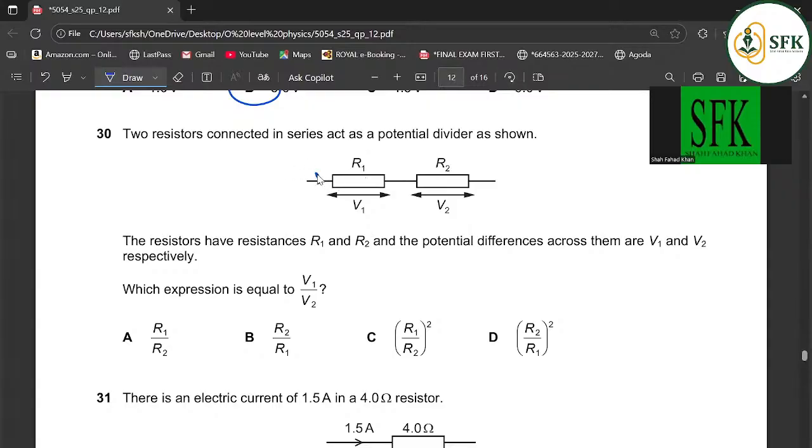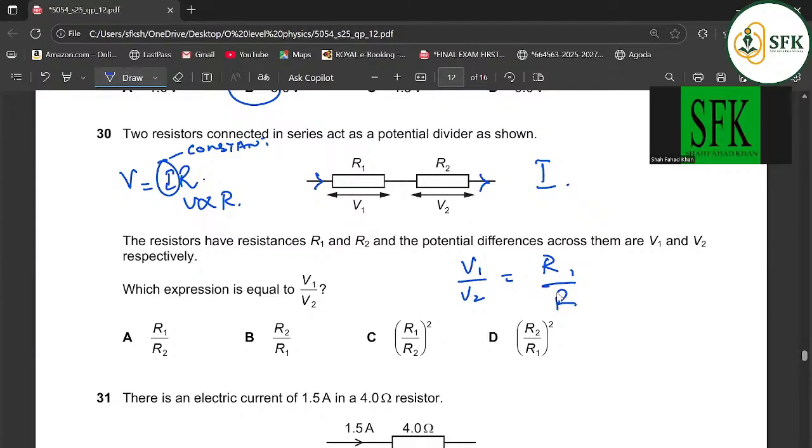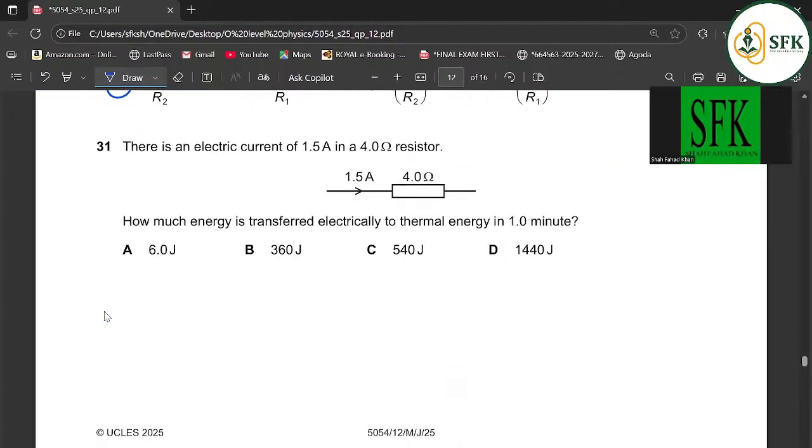Now, this is a series potential divider. Current is the same. We know V is equal to IR. Given that current is constant, not changing, the voltage and resistance are proportional to each other. So that means V1 over V2 must equal R1 over R2 because they are directly proportional. So A.